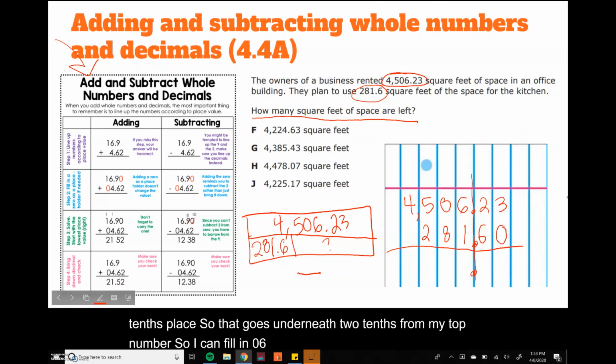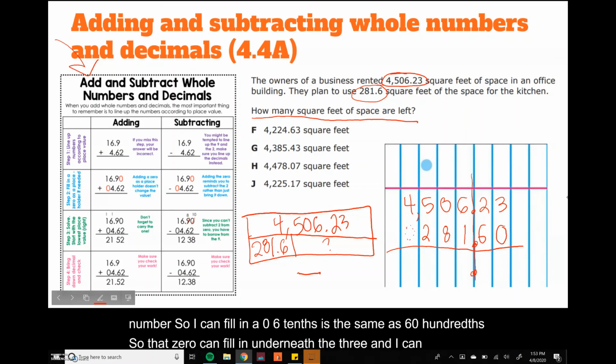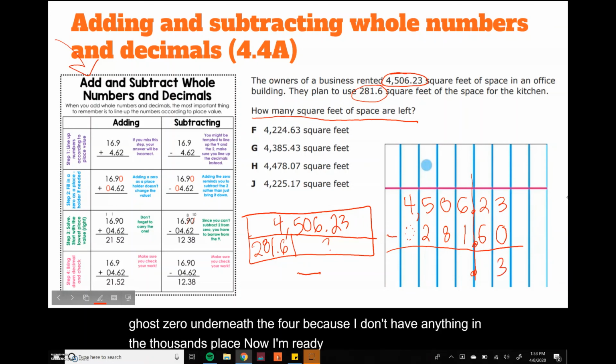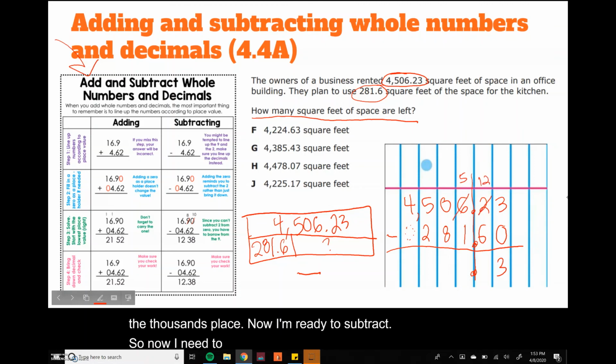6/10 is the same as 60 hundredths. So that 0 can fill in underneath the 3, and I can also fill in a ghost 0 underneath the 4 because I don't have anything in the thousands place. Now I'm ready to subtract. So now I need to regroup when there's more on the bottom or more on the floor.